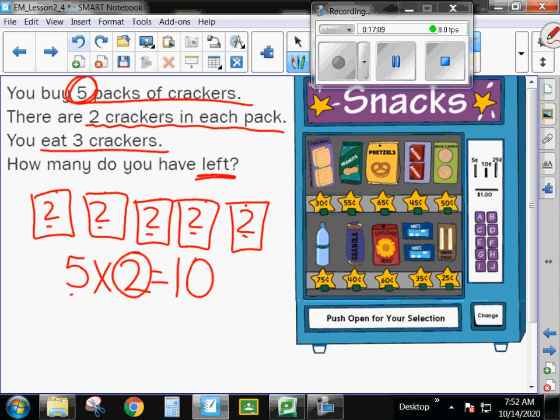But then if I'm eating some, what kind of math are you doing when you're eating some? And when you see that word left, we know we're going to do what kind of math? Well, we're going to do subtraction. So I have my 10 crackers. When I subtract the 3 that I ate, how many crackers will I end up with? And so 7 crackers should be your answer.